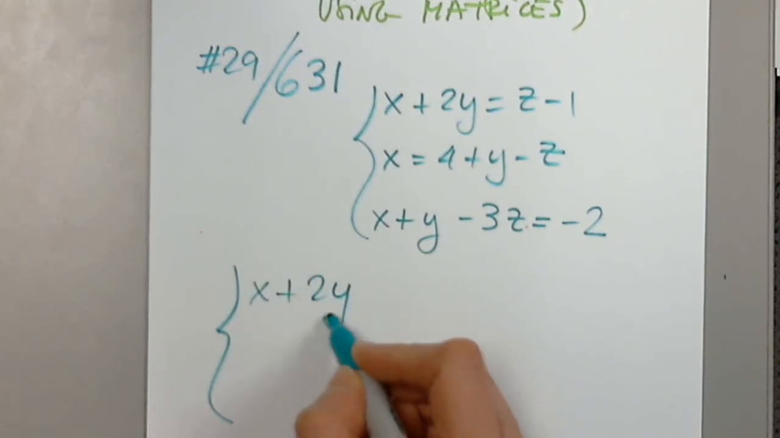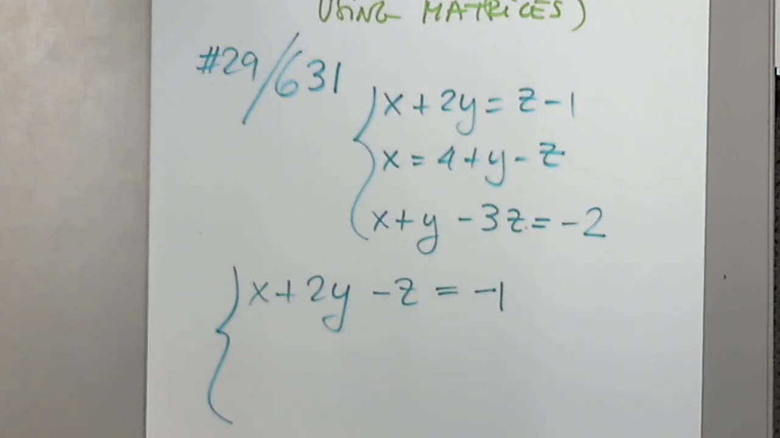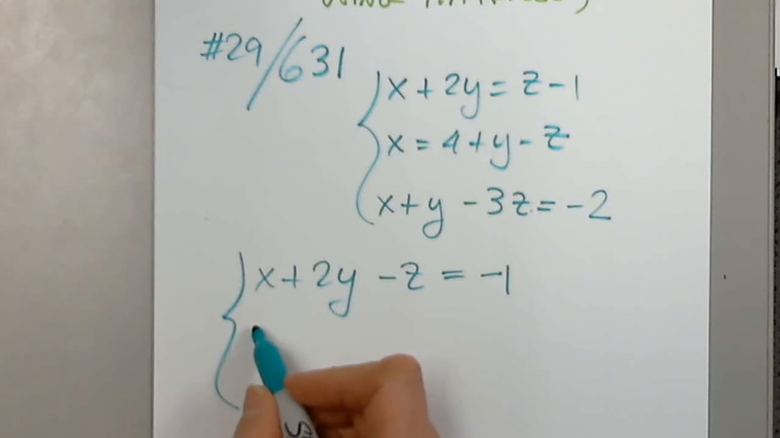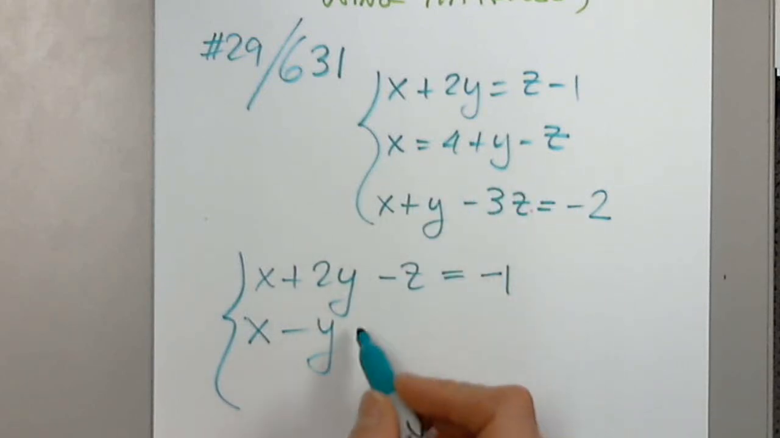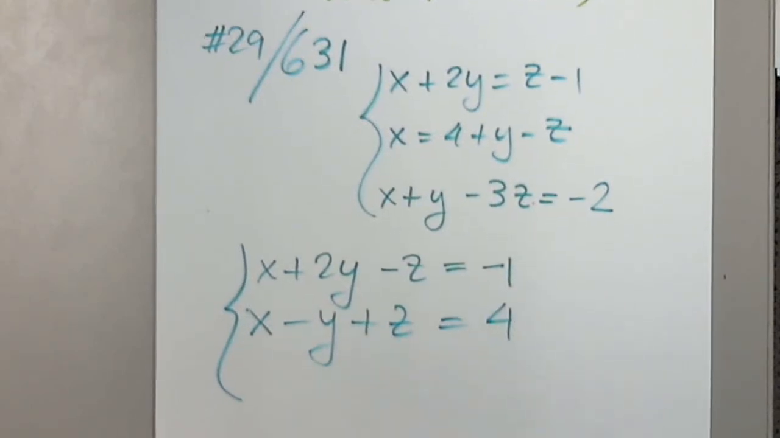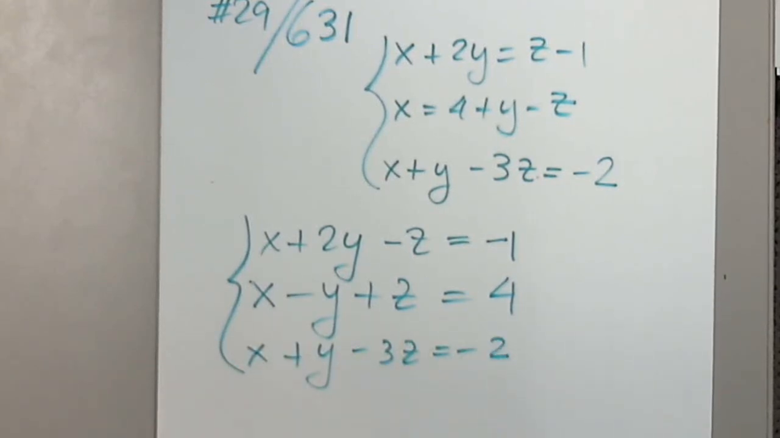x plus 2y minus z equals negative 1. Very good. x minus y plus z equals 4. Awesome. And the last one is friendly. I just need to copy it. Good. So now the system makes sense. I see variables with x, one below the other, y one below the other, z below the z, and the equal symbol and the free term.